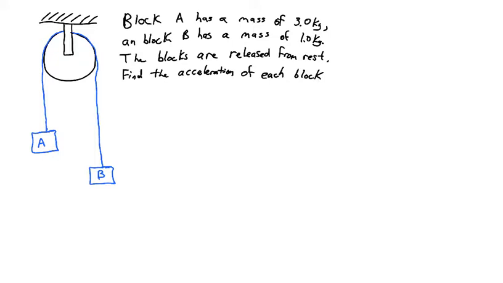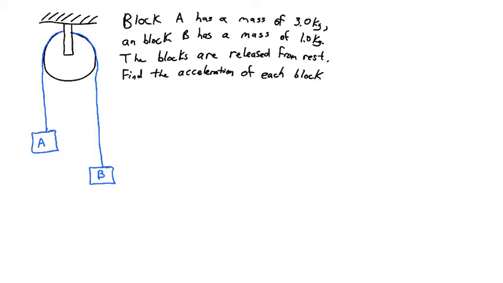So how do we think through this? Well, we've got masses. We've got some evidence that we might be doing something with forces here. We could figure out a force of gravity. There's a rope there, so we have a tension force. And we're asked about acceleration. This problem should scream Newton's second law to us.